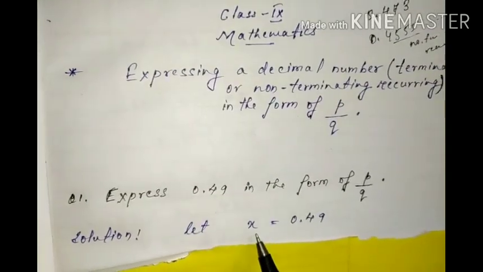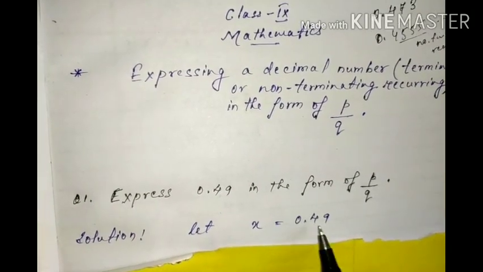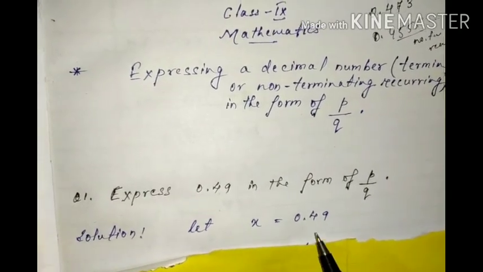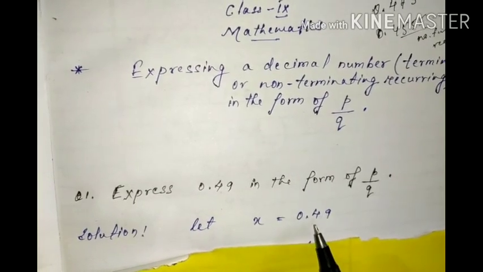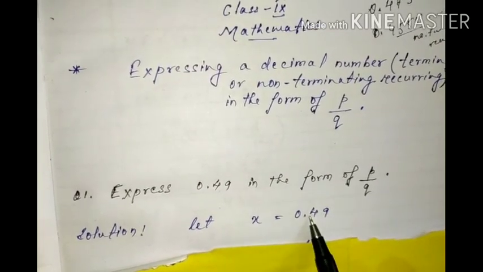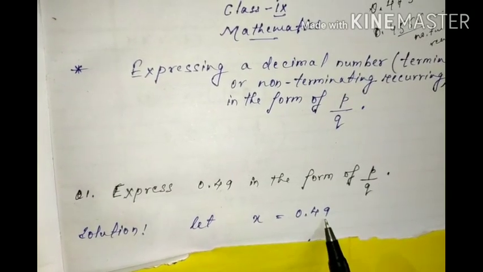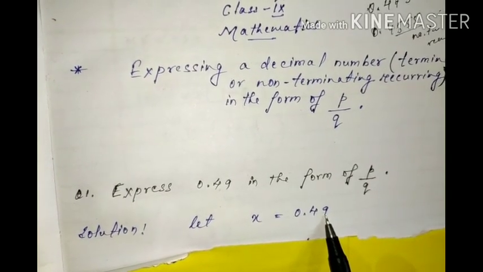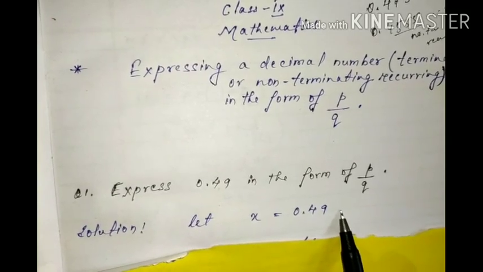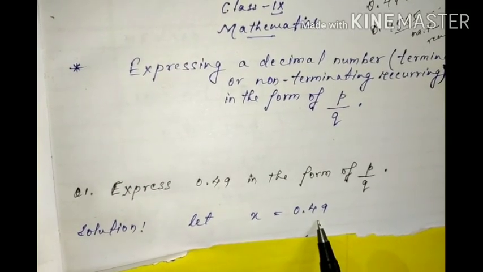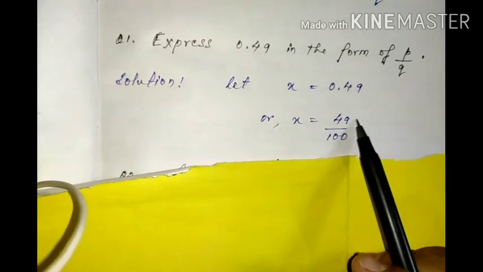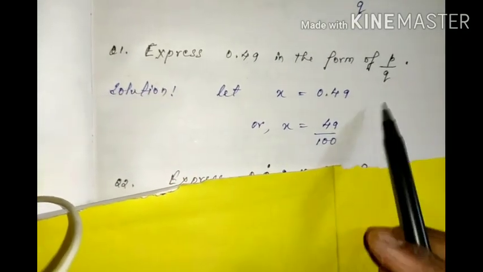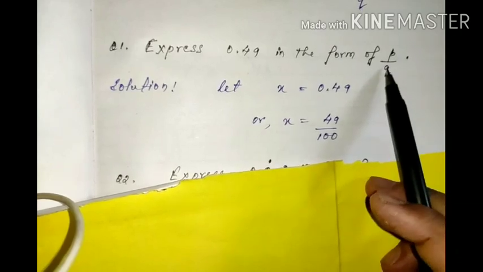First we will consider let x equals 0.49, and as you can see, after the decimal there are 2 digits, and we have learned in our previous classes that to remove this decimal point, we divide by 100, because there are 2 digits. If there were 3 digits, we would have divided by 1000. So x will be equal to 49 by 100. Now there is no common factor between 49 and 100, so we cannot cancel it, so it has come to the simplest form of p by q.